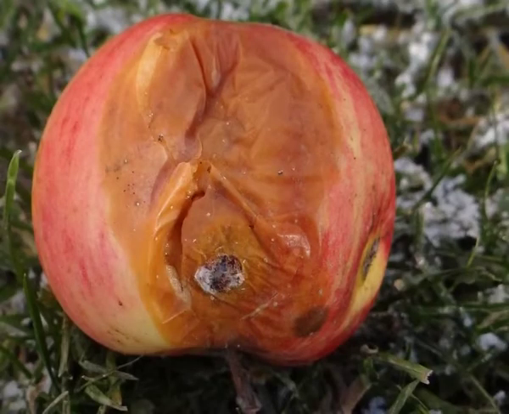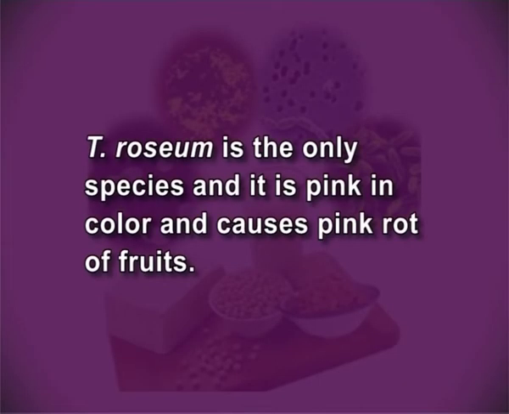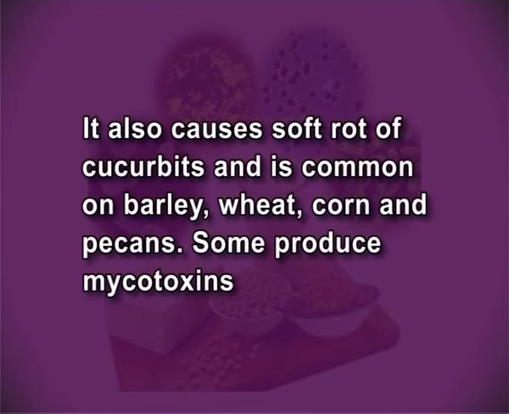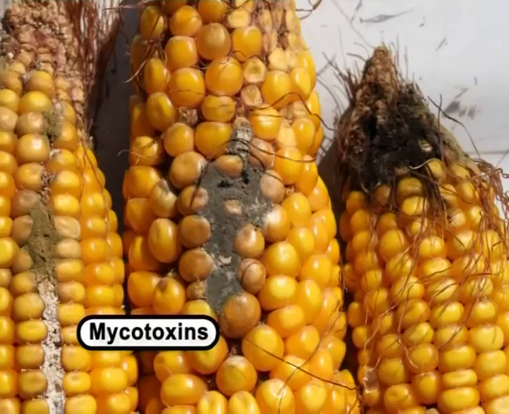Trichothecium: septate hyphae that bear long, slender and simple conidiophores are produced. Trichothecium roseum is the only species, and it is pink in color and causes pink rot on fruits. It also causes soft rot of cucurbits and is common on barley, wheat, corn and pecans, and some produce mycotoxins.